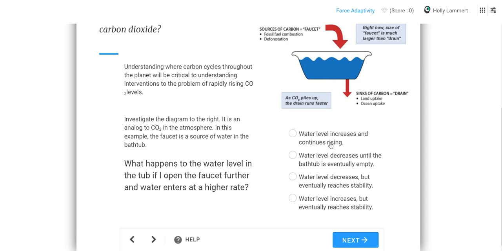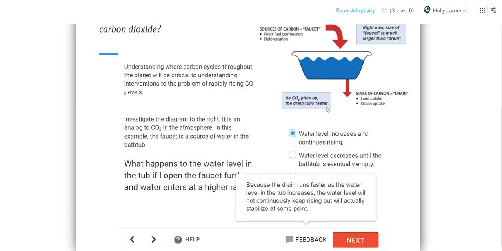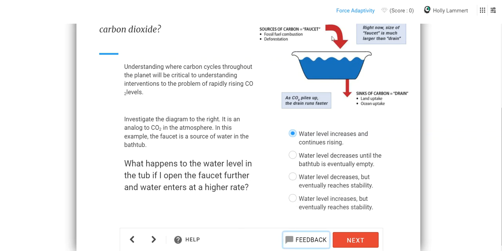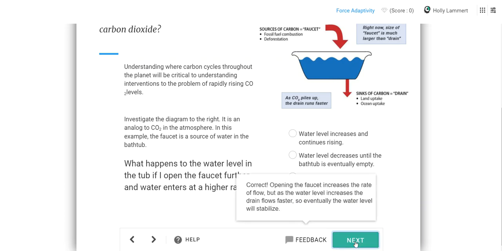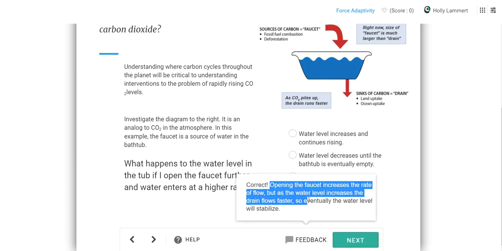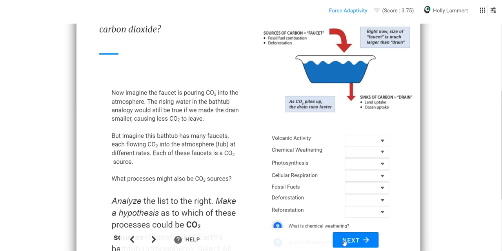Well, if you keep the faucet on and it's at a higher rate than what's leaving, the water level is going to increase. Okay, so you may think that, but in reality, if you increase more water, then more water is going to leave. And that's what this note says here. As CO2 piles up, the drain runs faster. So the more accurate answer is, water levels will increase but eventually reach stability. So here it says, opening the faucet increases the rate of flow, but as the water level increases, the drain flows faster, so eventually the water level will stabilize.